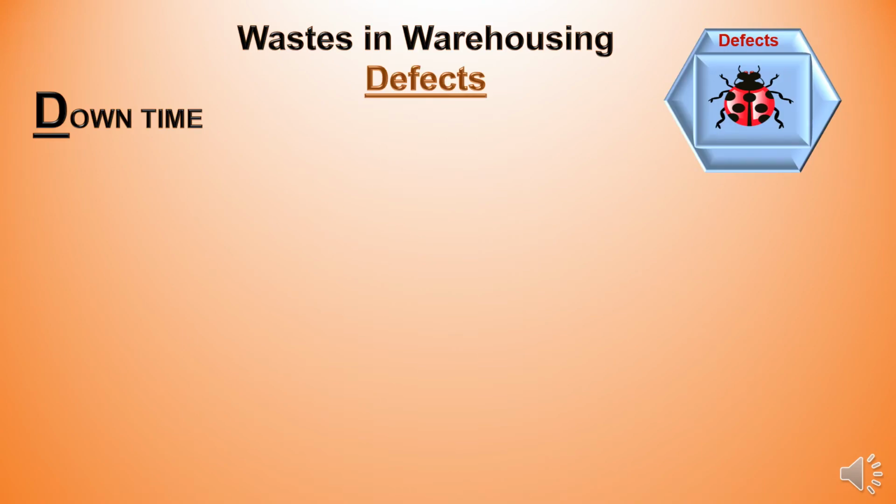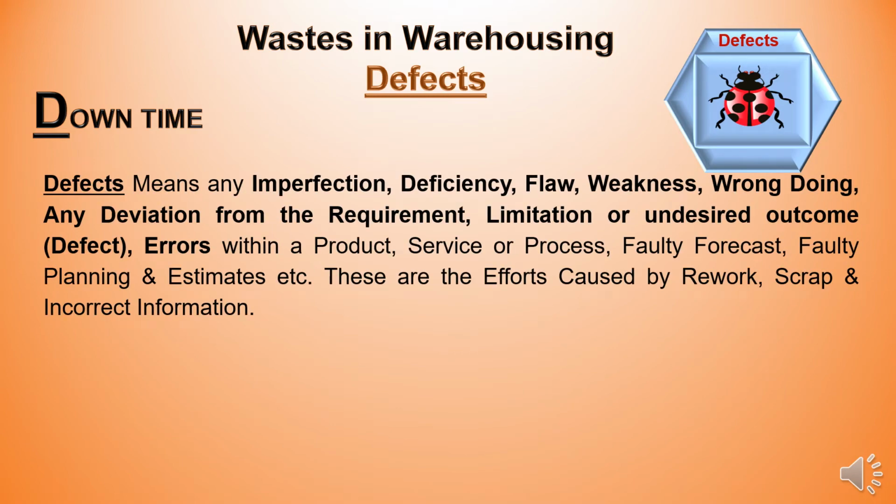Wastes in warehousing. First waste in DOWNTIME, that is defects. Defects means any imperfection, deficiency, flaw, weakness, wrongdoing, any deviation from the requirement, limitation or undesired outcome, defect, errors within a product, service or process, faulty forecast, faulty planning and estimates etc. These are the efforts caused by rework, scrap and incorrect information.